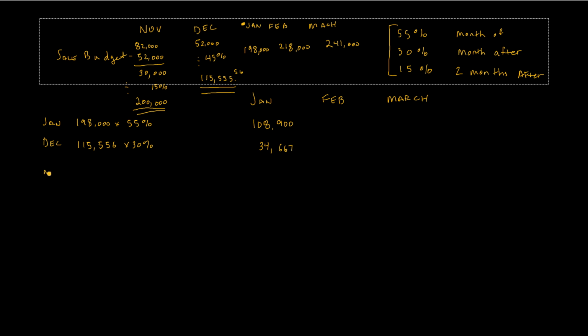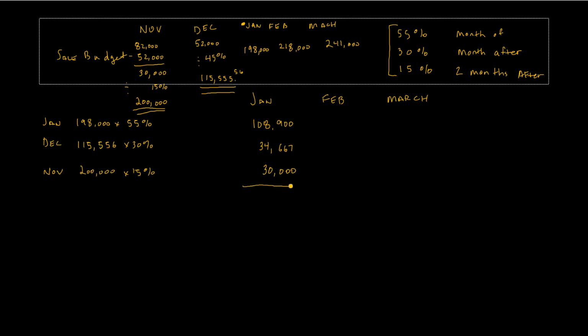Let's do the same thing with November. Okay? In November, my total sales were $200,000. I know that in November, that's 2 months after the sale, so I'm going to collect 15% of this, which ends up being $30,000.